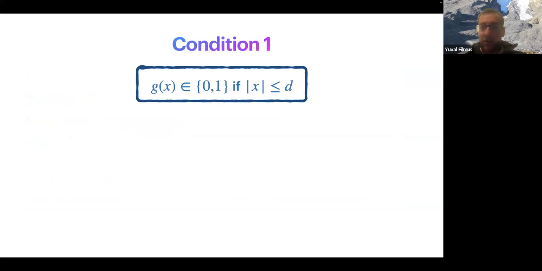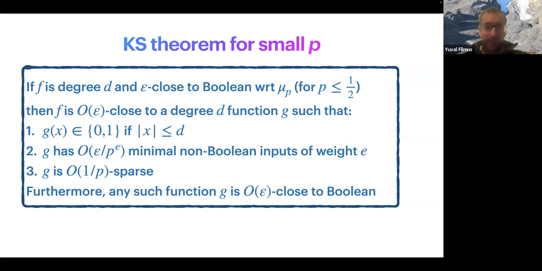Okay, so now we go over these three conditions. Again, what we're trying to do here is we have a degree D function which is close to Boolean, and we're trying to understand what it looks like. I'm going to give you some kind of explicit list of functions which this function f must be close to. These functions are all degree D functions which satisfy these three properties listed here. Now we're going to go over all of these properties and explain what they mean. Then maybe you'll get to decide whether this is explicit enough for you or not.